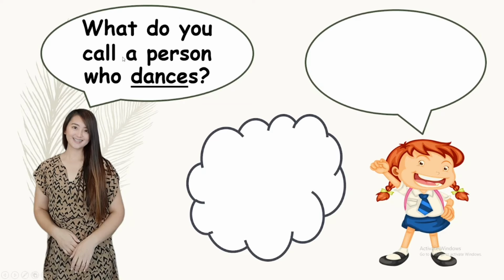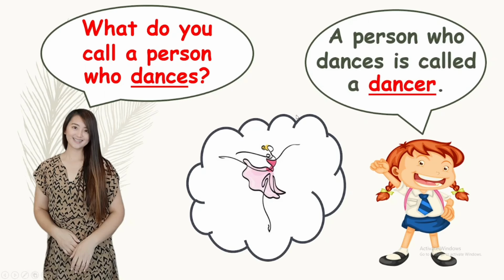What do you call a person who dances? The answer is, a person who dances is called a dancer. Please repeat after me. A person who dances is called a dancer. So she is a dancer.